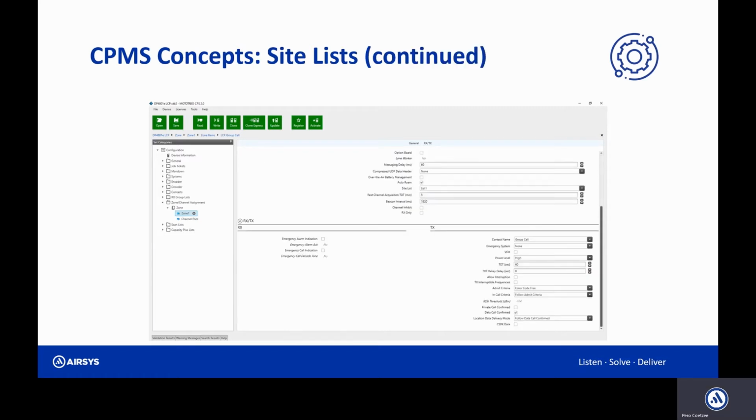And if we look at the second half of the screen, you can see that the only difference between this and the capacity plus single site is the RX group list has been removed. This will now be found in your site lists, which we will look at a bit later on. But the rest is all the same. You still select your contact name, the power level, the admit criteria, and so on. Everything else stays the same as before.